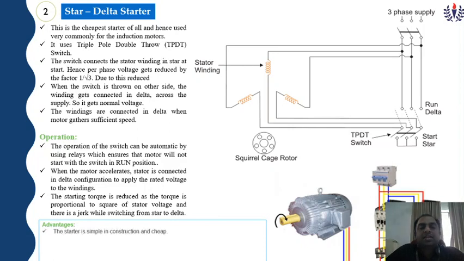Advantages: the starter is simple in construction, cheap, and maintenance free. Limitation: it is suitable only for normal delta connected motors, and the factor by which the voltage is reduced, 1 by root 3, cannot be changed.